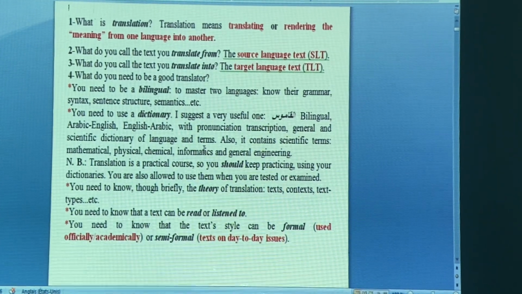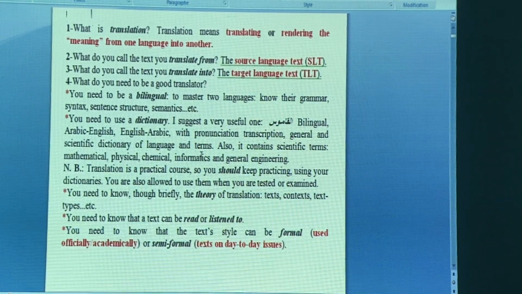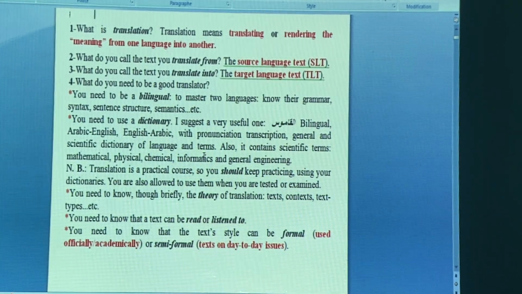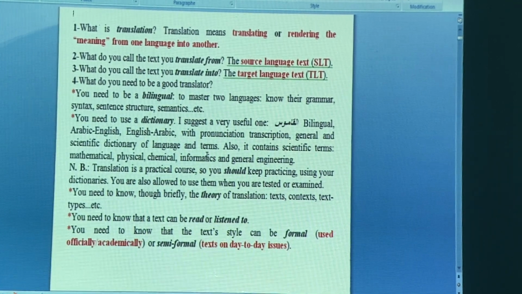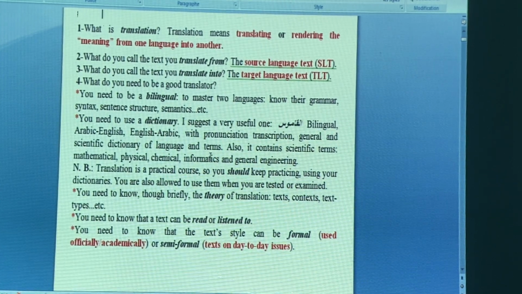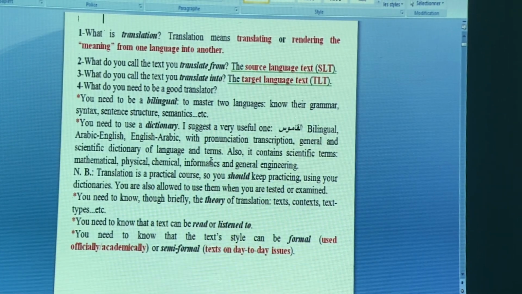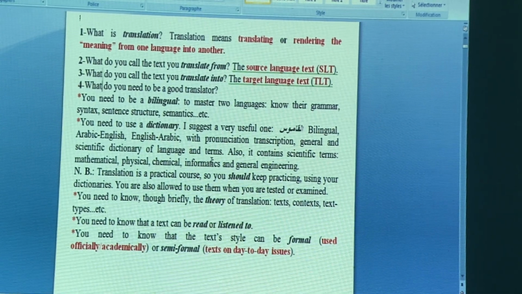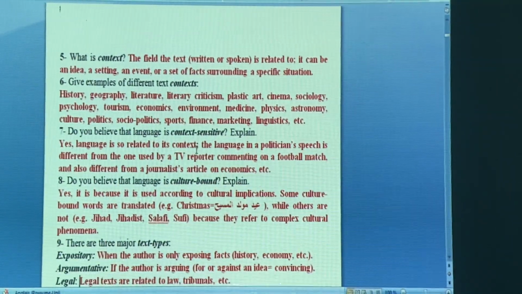There is also another category of style which is informal. Of course, we are not going to be translating any informal styles because they don't represent an English style which is used in literature, etc. So we'll not lose our time on informal styles. We'll mostly be practicing with formal and semi-formal styles. Regarding question 5, what is context?